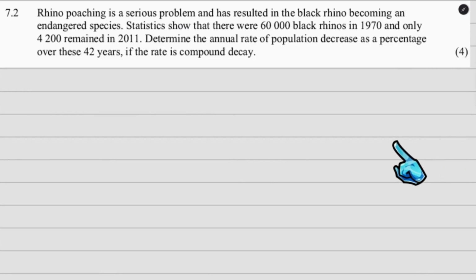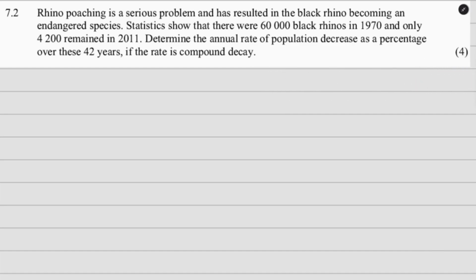Moving on to 7.2, we've got a bit of rhino poaching happening here. There were 60,000 black rhinos in 1970, and then in 2011, only 4,200 remain. Geez, that's a bit scary. Now we need to determine the annual rate of population decrease as a percentage over these 42 years if the rate is compound decay. So compound decay, the formula is on your formula sheet.